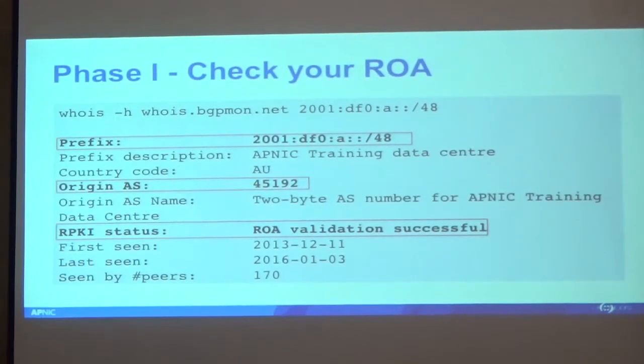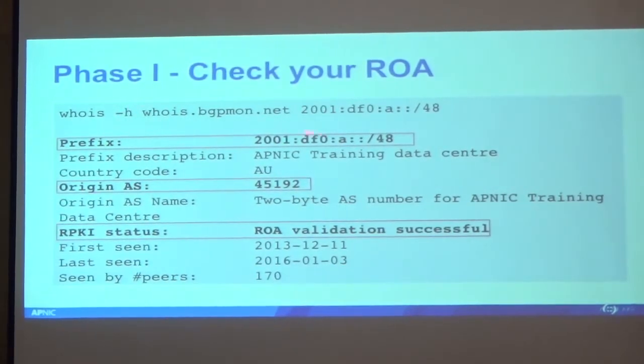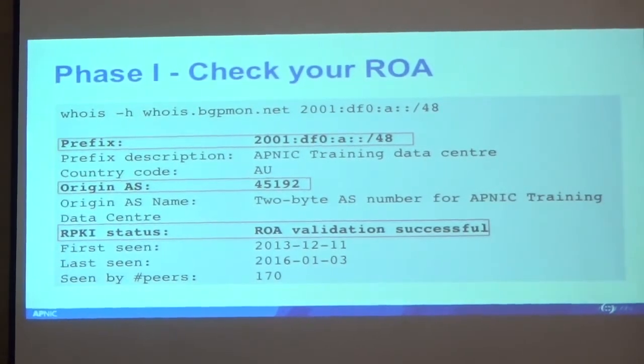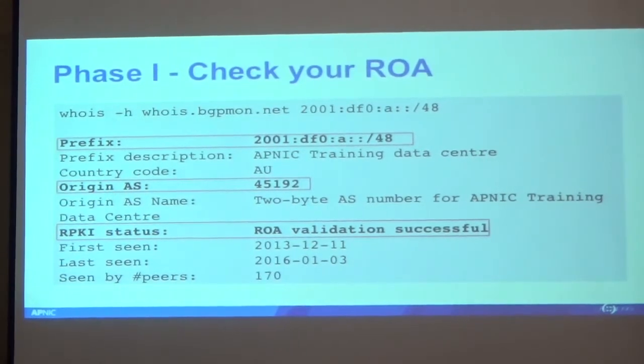How do you check this? You can also use the Whois database. So whois -h, BGP1 has this kind of setup where it shows you the origin AS and the RPKI status. Once you've created your ROA record, you can actually use this. It tells you whether validation is successful or not.